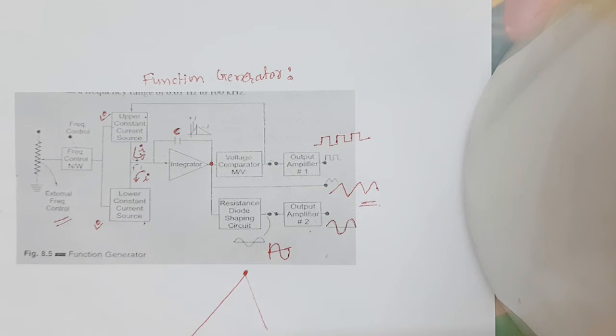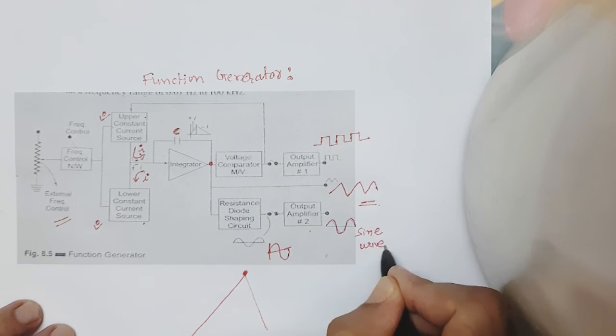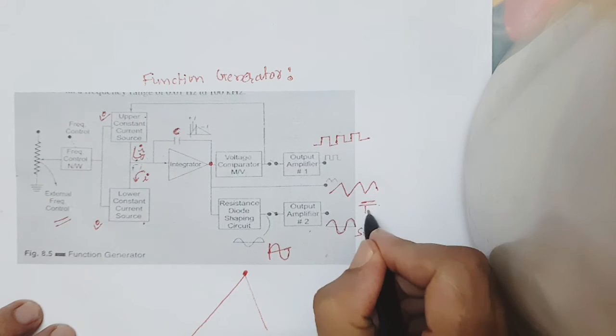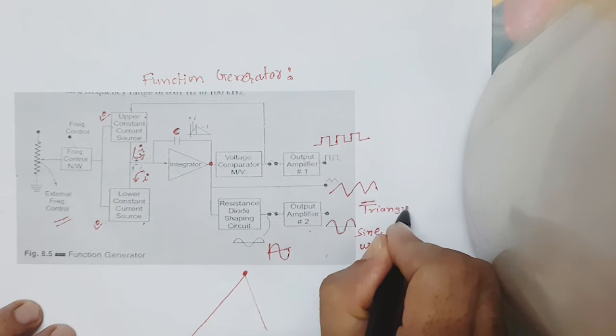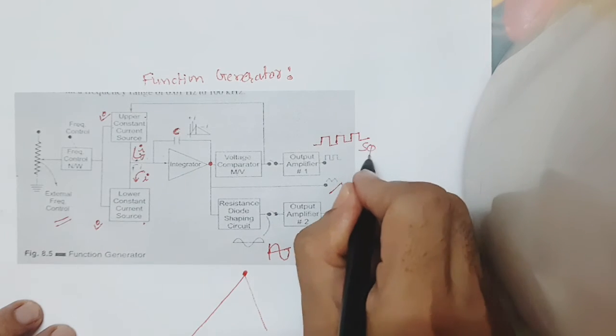In this instrument, the frequency is controlled by varying the magnitude of the current which drives the integrator. The instrument produces sine wave, triangular wave, and square wave.